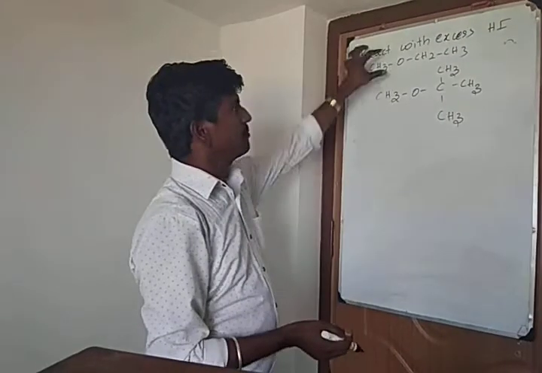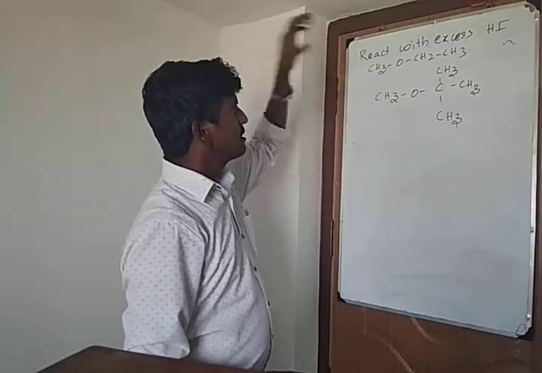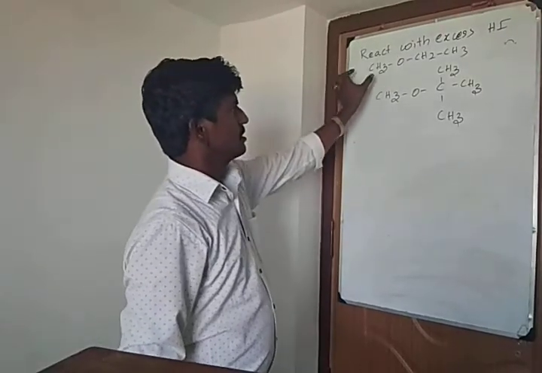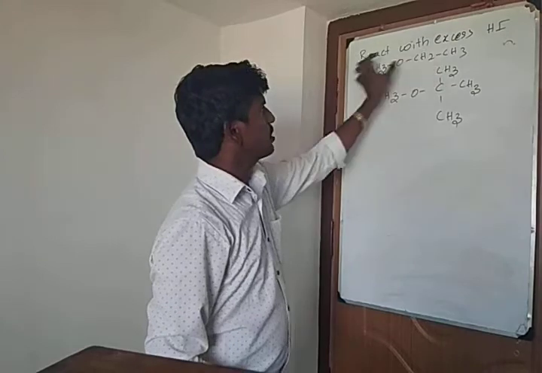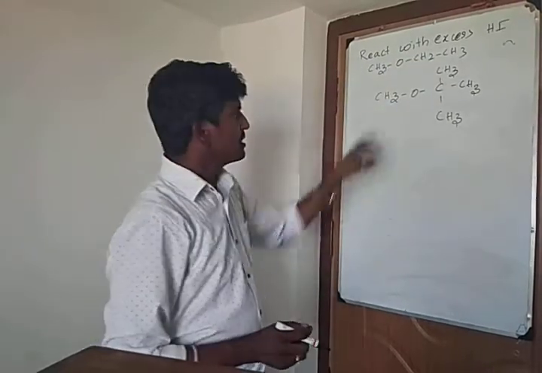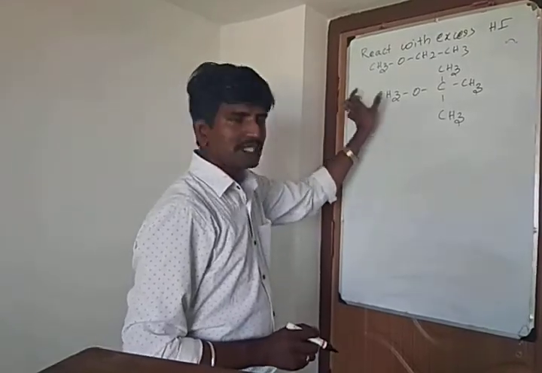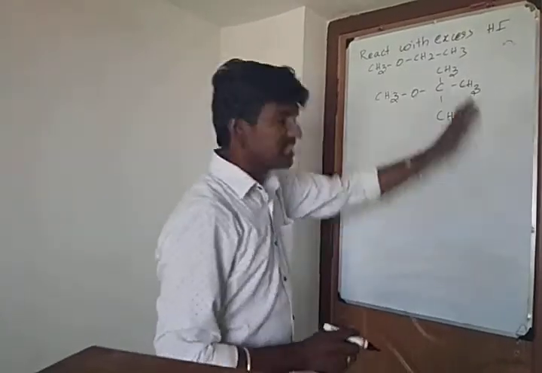Compare these two mixed ethers. What is the difference between them? In this mixed ether, two alkyl groups are present. Both alkyl groups are primary alkyl groups. Am I right? In this other mixed ether, two alkyl groups are present. One alkyl group is primary, another one is tertiary.